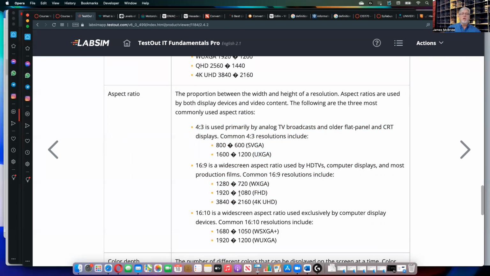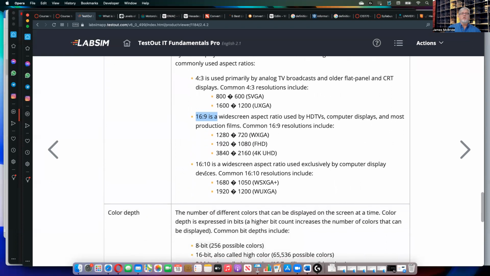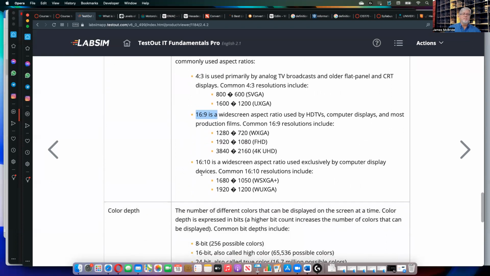So you see a 1080p, or 1080 progressive. The other number there is 1920 times 1080, and that'll give you how many pixels are in there. But the format of it is 16 by 9. And then, of course, if you're dealing with movies, it's 16 by 10.